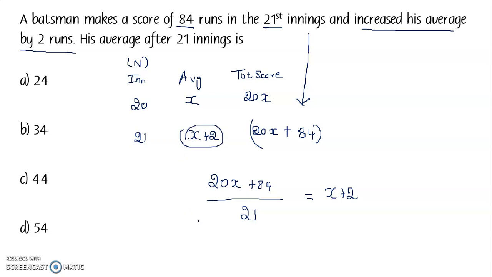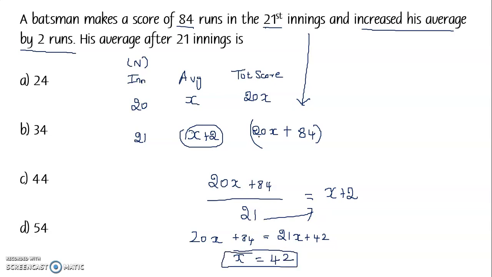Okay, so 20x plus 84 will be equal to 21 times x plus 2. If it is moving here, it will be 21x plus 42. So arrange the numbers on one side. So 21x minus 20x will give me 1x, which will be equal to 84 minus 42, which gives me 42. So x is equal to 42. So what is x according to us? X is the average score in 20 innings.